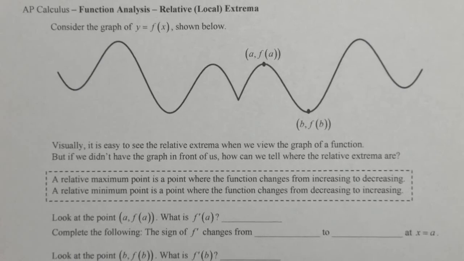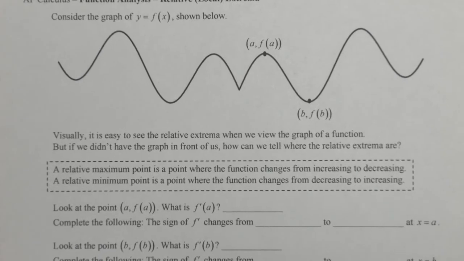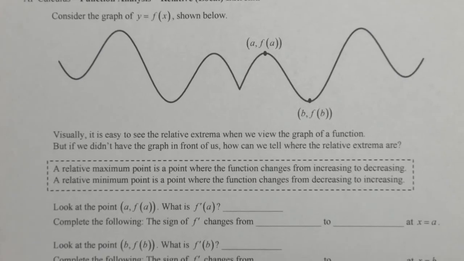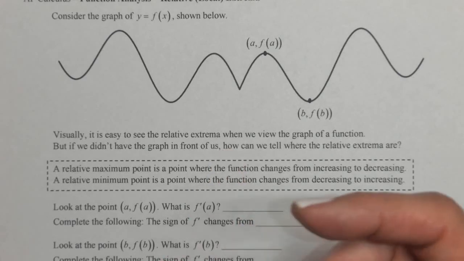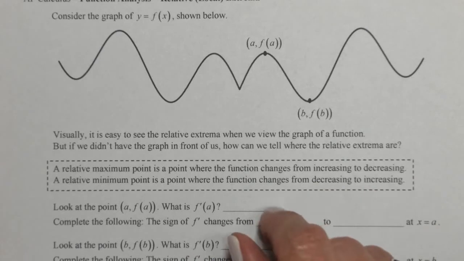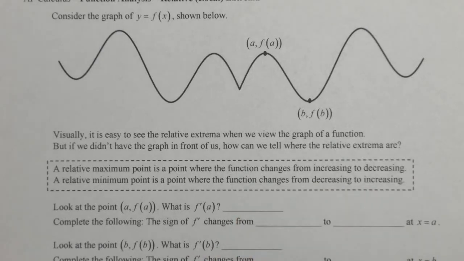All right, so again, to reiterate, visually it is easy to see where relative extrema are when we view a graph of a function, but if we did not have the graph in front of us, how can we tell where these relative extrema are? If we're given an equation, what do we do to figure this out? So let's ask ourselves.